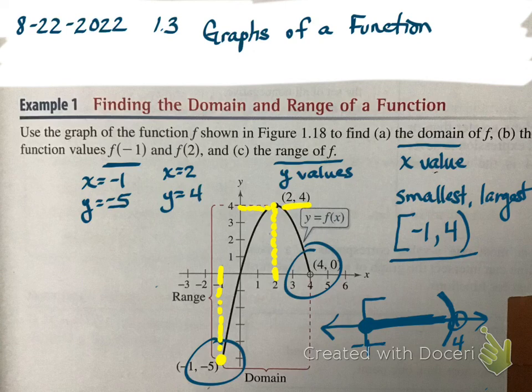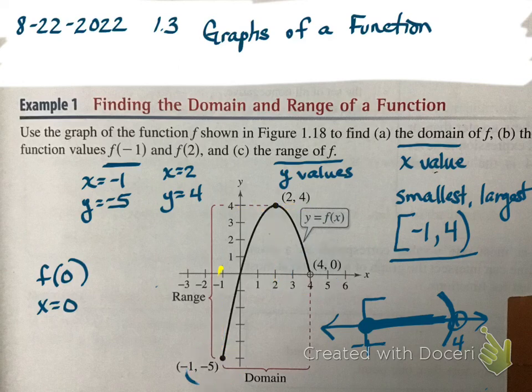What if I had asked for f of 0? Well, you'd go to where x equals 0. You'd find the function. Well, it goes right through there. It has an intercept there. And what's the y value? It's 0. So f of 0 is 0.